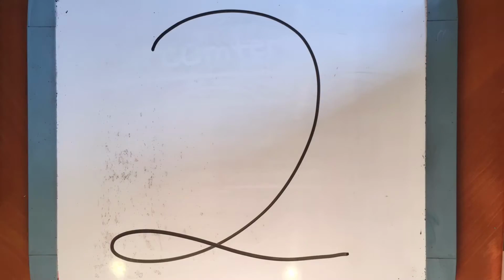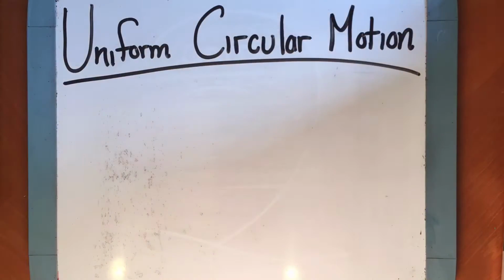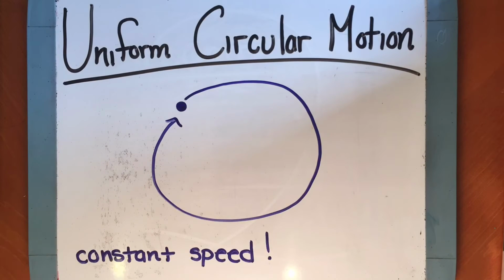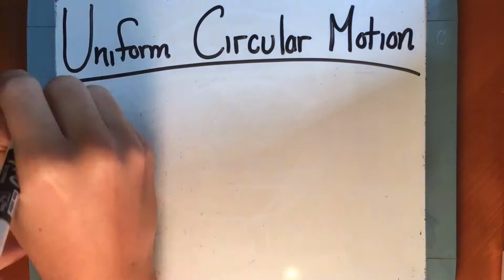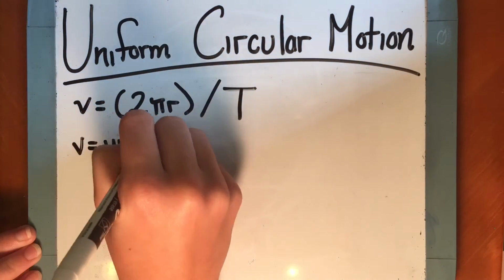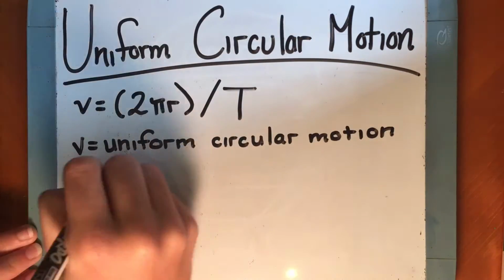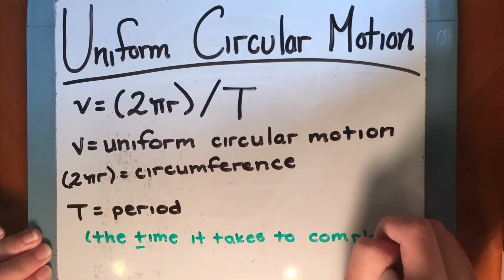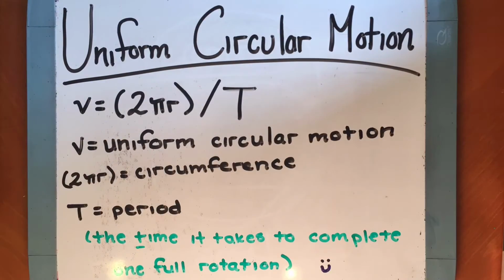Next up, uniform circular motion. An object in uniform circular motion is an object that is continuing to move on a circular path with constant or uniform speed. The equation for uniform circular motion is v equals 2 pi r over t, where v is uniform circular motion, 2 pi r is the circumference, and t is the period, or time it takes to complete one full rotation.